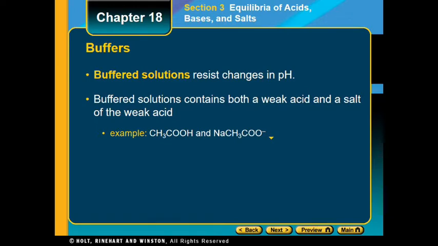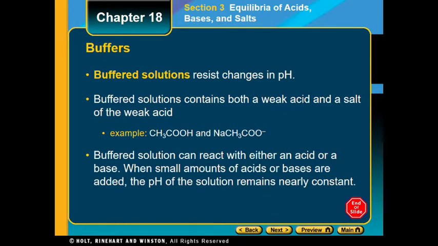So in the buffered solution we just looked at, we had our acetic acid, and then we had sodium acetate, which is the salt of it, and we looked at the acetate ion that the salt could provide to our solution.